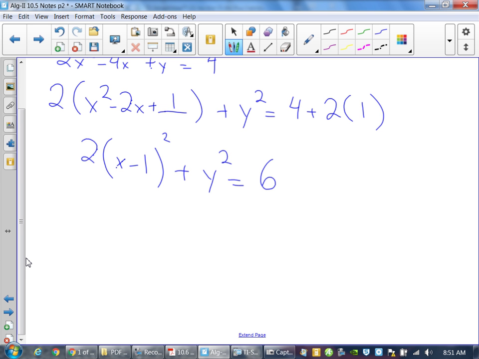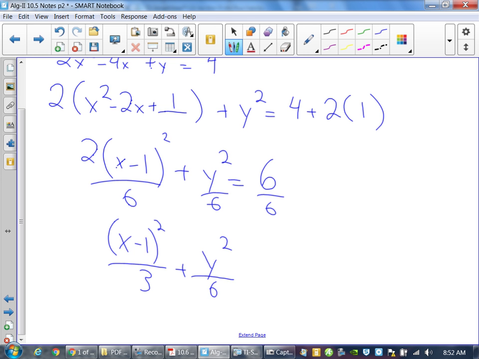So now, what do I have to do with the 6 to turn that into a 1? And don't say subtract 5. Divide by 6. What is it? Ellipse, circle, or hyperbola? It's an ellipse, very good. The reason that it's an ellipse is because your A and B values are different. If your A and B values were the same, it would be a circle.